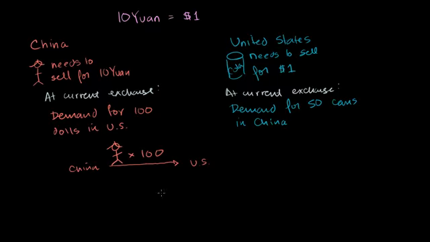And what's the US going to do? Well, the US is going to ship over. Remember, he's selling this in the United States. So each 10 yuan is $1. For each doll, he's going to get $1. So he's going to get back $100.